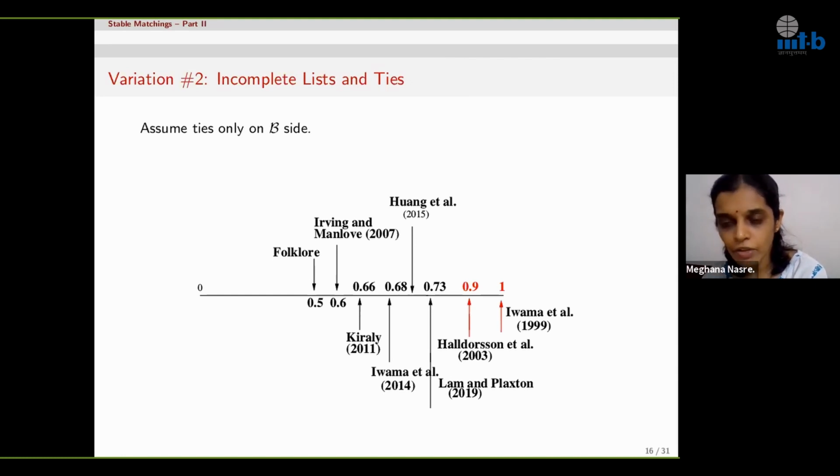Yeah, and we also did our experiments. We also have implemented some of these algorithms, and we are also trying to build a portal where these algorithms can be used by others.